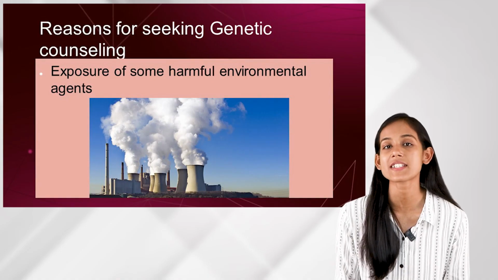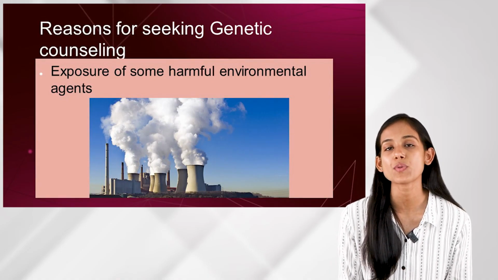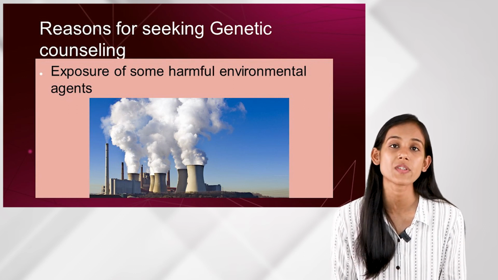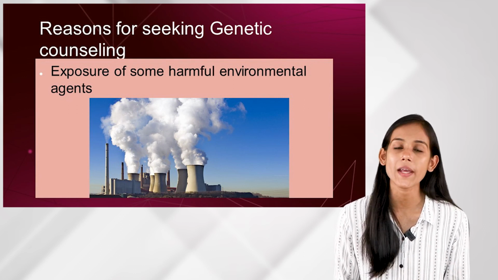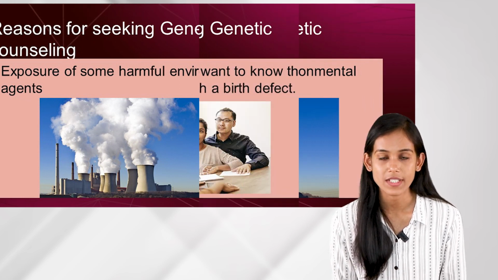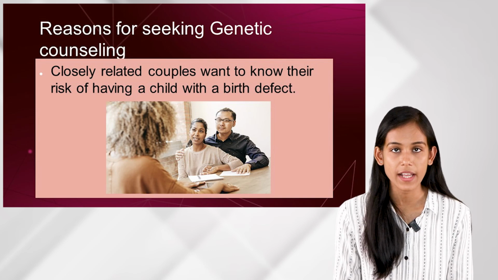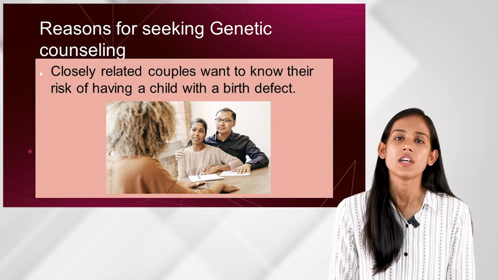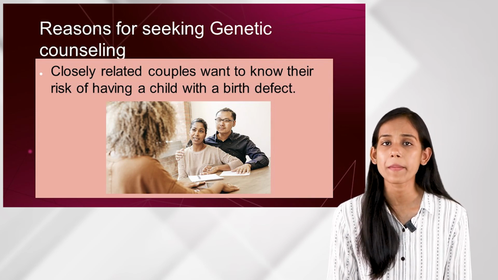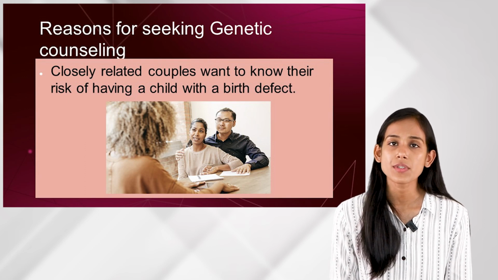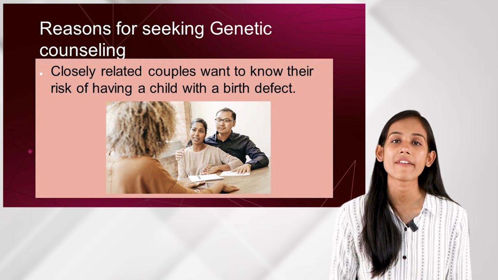And then if there are certain risk factors, so if somebody feels that they are exposed to certain environmental agents which can affect their genes, at that time they can go for genetic counseling. And if the couples are closely related, that means there is a consanguineous marriage, it is always recommended that they should know beforehand their risk of having a child with birth defect. These are some of the reasons for seeking genetic counseling.